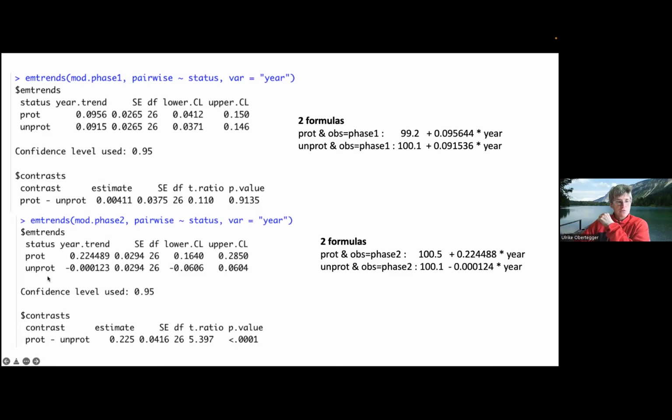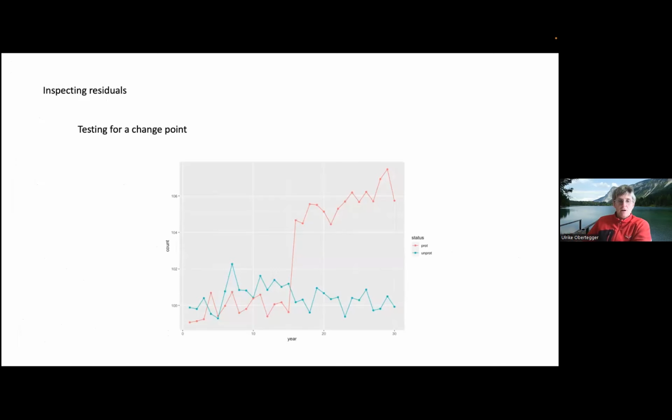So again, the first part tests the slope estimates. And the last part here, the contrast, with the contrast, you are comparing the 2 slopes. And of course, you have a highly statistically significant value. This means those 2 slopes are really different.